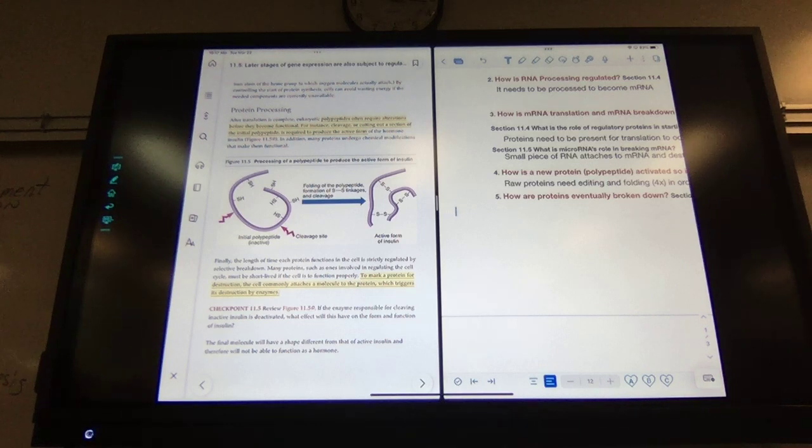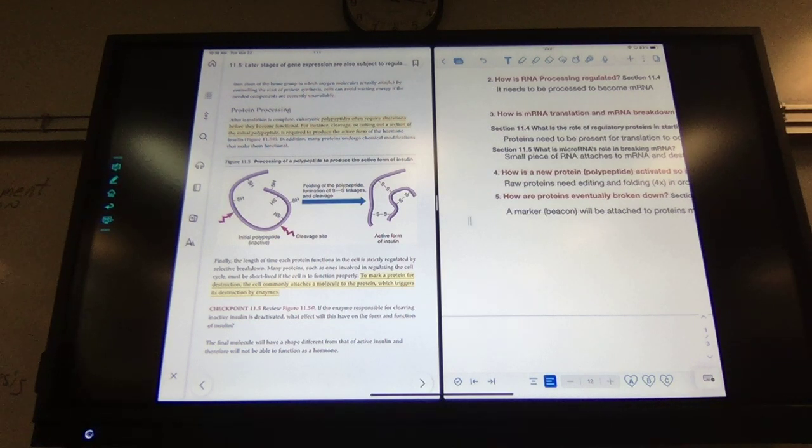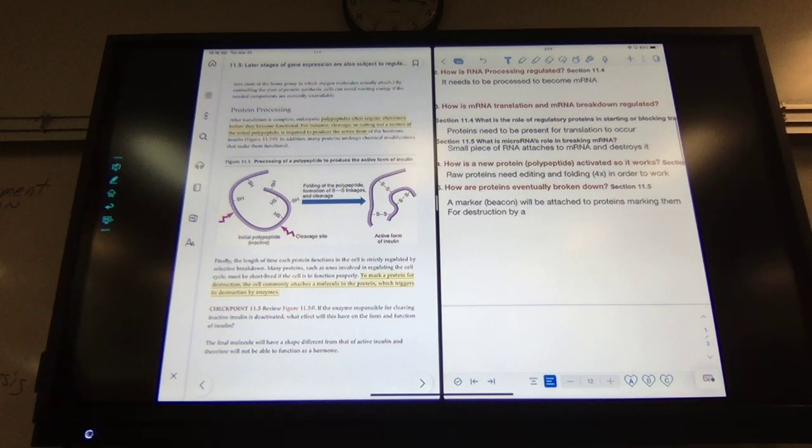So how can we say that in your words so that you can understand it? If you just write down what's in the book, it usually doesn't serve you very well. A marker, like a beacon, will be attached to proteins, marking them for destruction. Marking them for destruction by an enzyme.